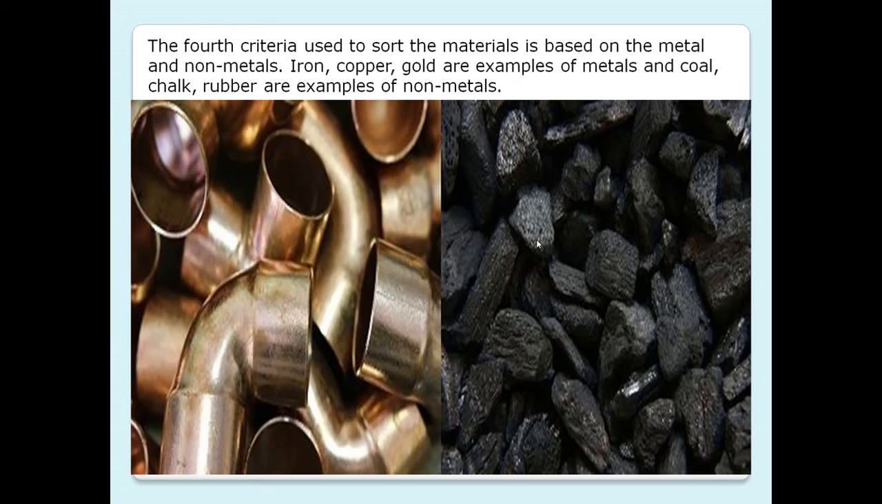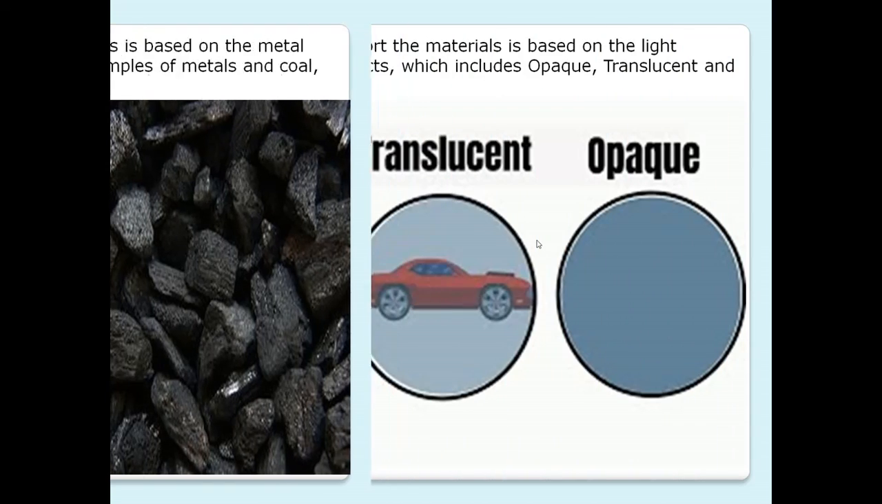The fourth criteria that is used to sort the materials is based on metallic nature and non-metallic nature. We all know that iron, copper, gold are examples of metals. In the same way, coal, wood, chalk, rubber are non-metals. So based on metallic nature and non-metallic nature, we can classify materials into metals and non-metals.